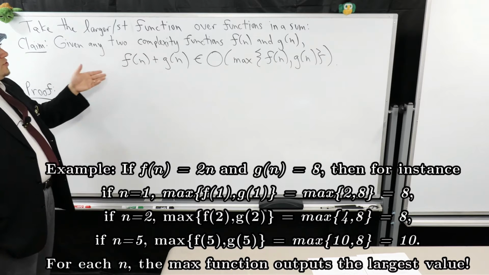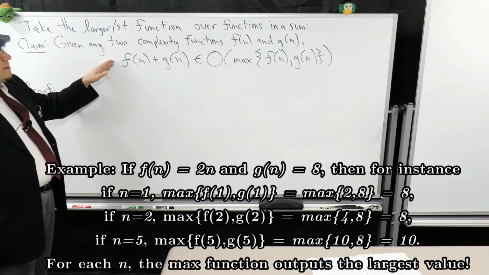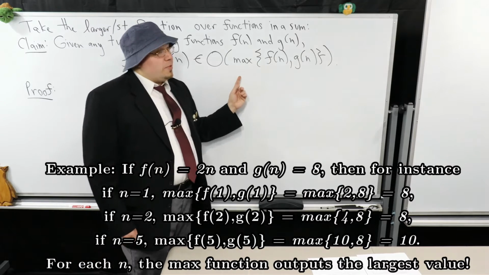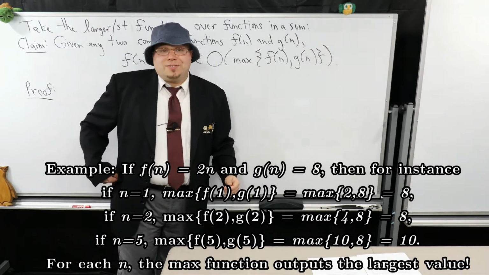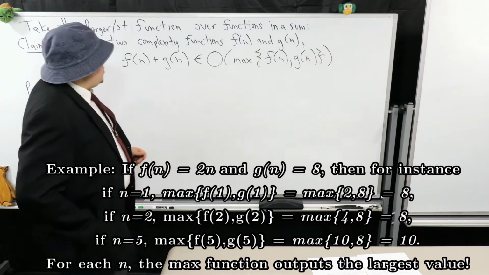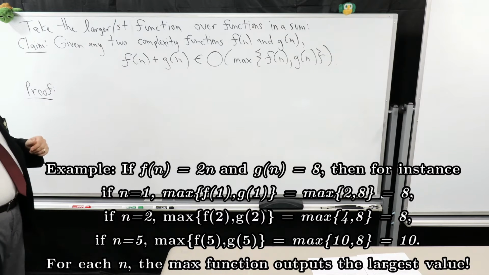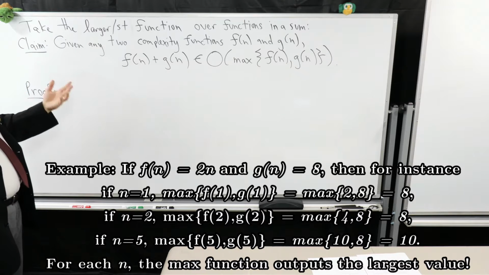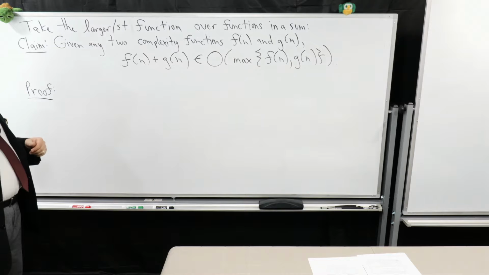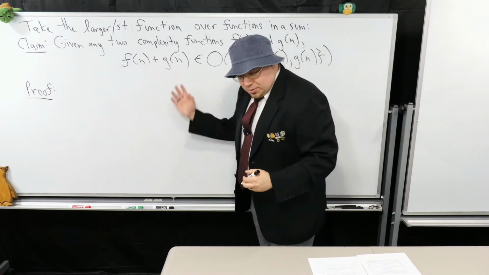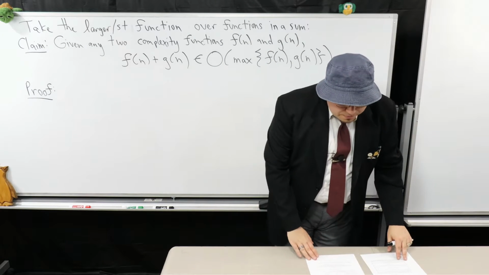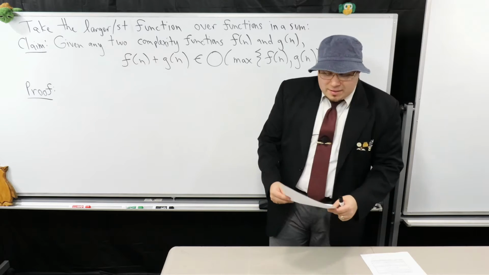So if I have these two functions, if I have a sum like this, it'll be big O of the max between these two functions. So we're going to try proving this claim. I'll give you a brief example of what one of these would look like in a moment. So let me try proving this here for you. Let's try proving this claim together.